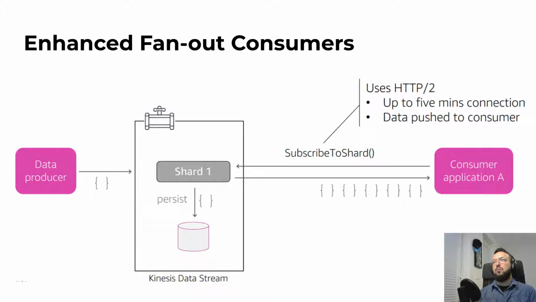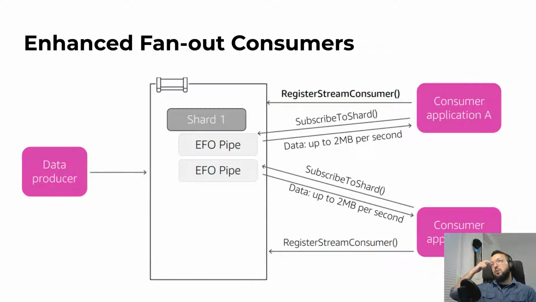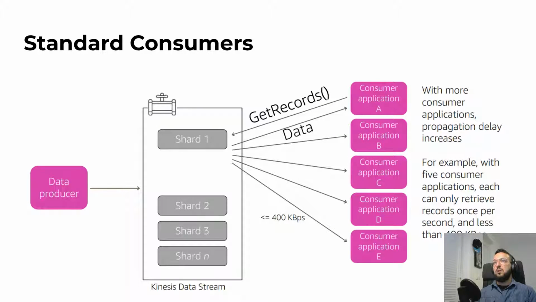And you don't have to worry about the limits that were imposed on you in the first examples with the standard consumer, because you don't have to split the throughput between multiple consumers, and also you don't have to share the limit for throttling, so 5 get records API calls per second.